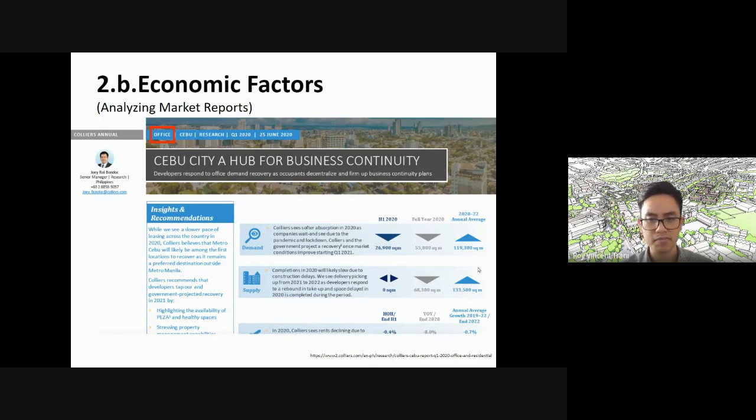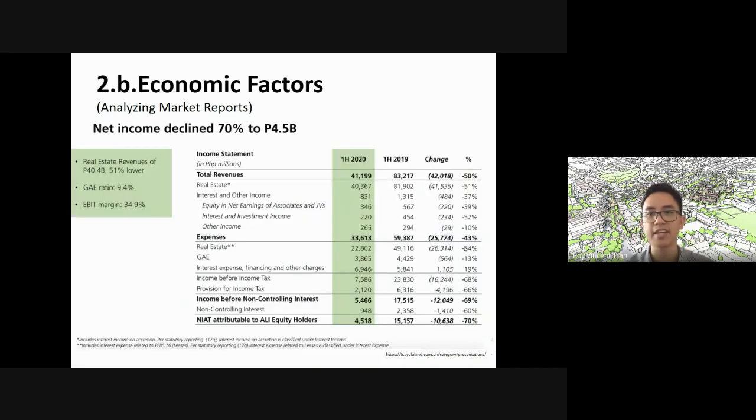So from the first quarter of 2020, basically no new office supply was created because of the pandemic, because of the lockdowns. And then they're expecting a recovery post-pandemic to incentivize people to start constructing again, mostly because they believe that demand will still be there. And I think it's still happening. In Cebu, we can already see a lot of new buildings being constructed, or if they stopped during the pandemic, they continue construction today.